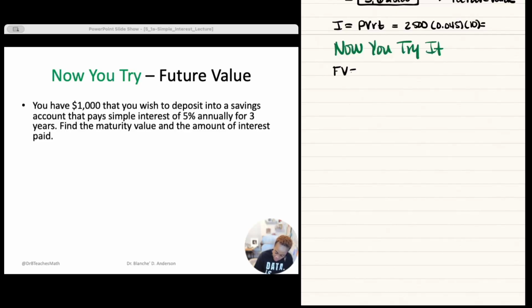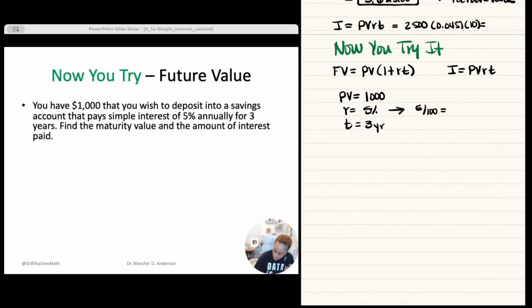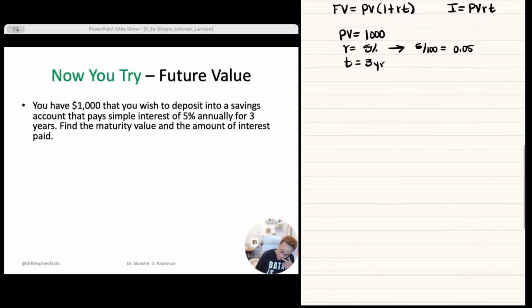Remember, your future value is equal to your present value times 1 plus RT. That's for your simple interest. Remember, we're still talking about simple interest. And then there's your simple interest formula. So your present value looks like 1,000, right? Your rate, 5%, and your time is 3 years. Don't forget to take your percent divided by 100, 0.05, okay? And then plug and chug, right?